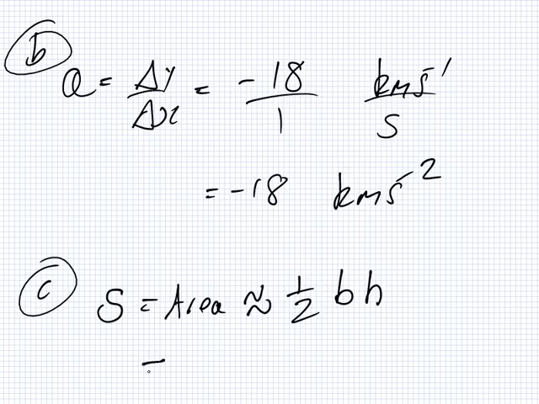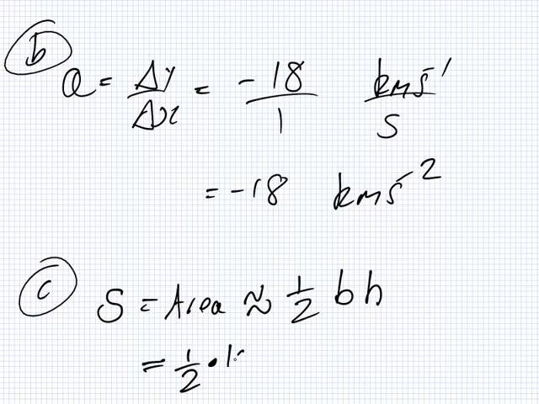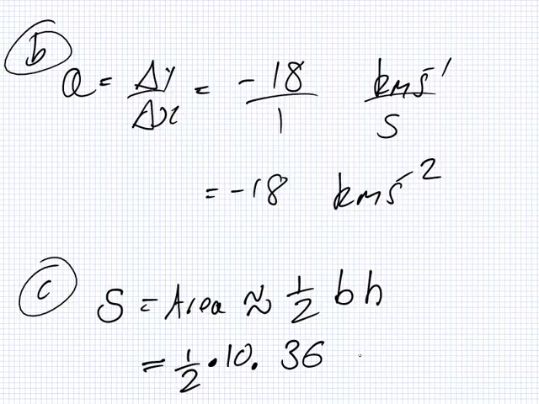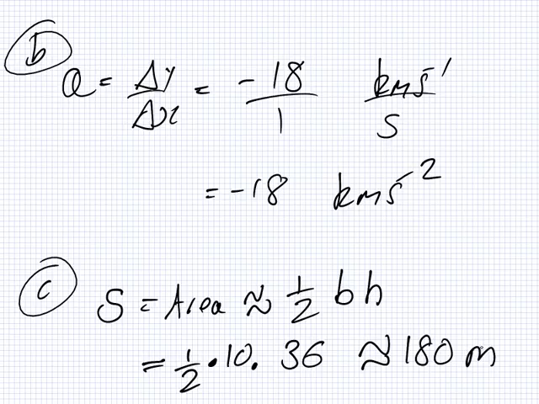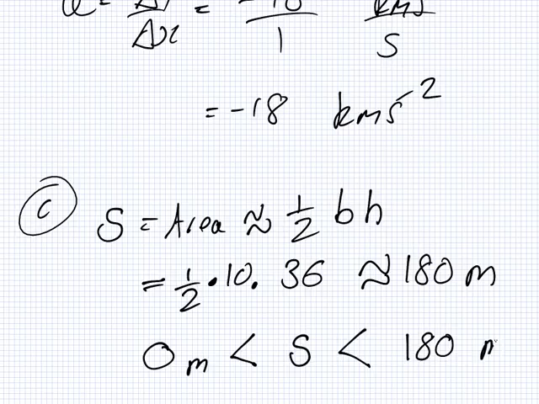So, how big is the base here? It's 10 units, and the height goes up to 36. So roughly it's 180 meters. Now, will this answer be too big or too small? It's too big, because it bends in. So you know the answer will be more than 0 meters, obviously, and less than 180 meters, because it's curving in. So it's going to be somewhere in between the two.